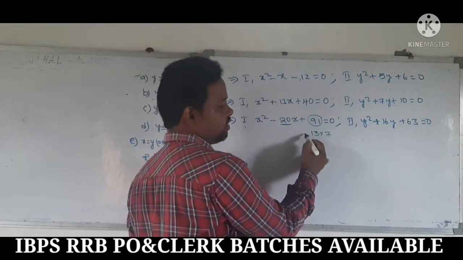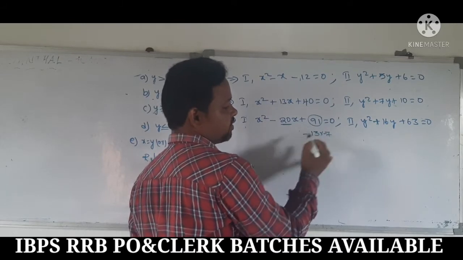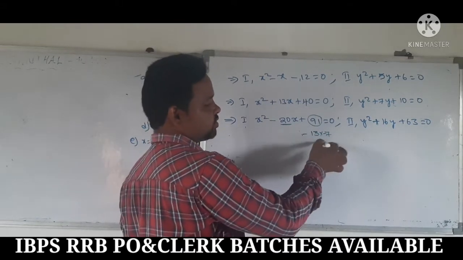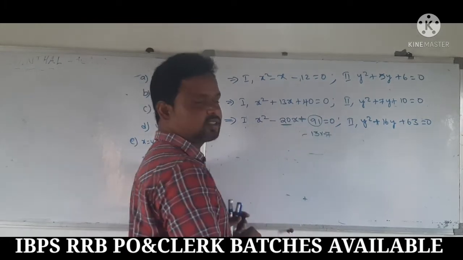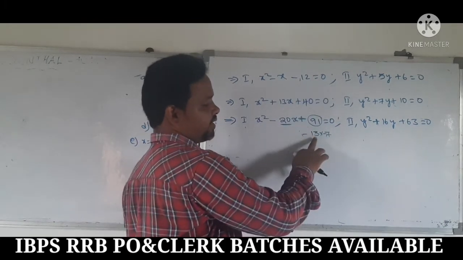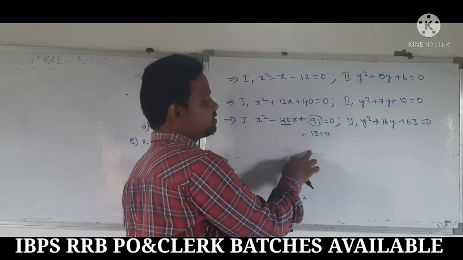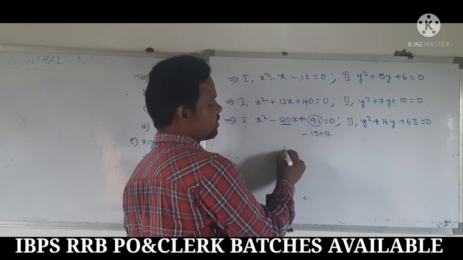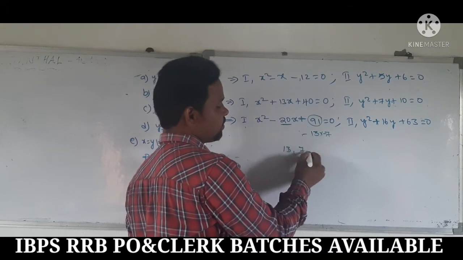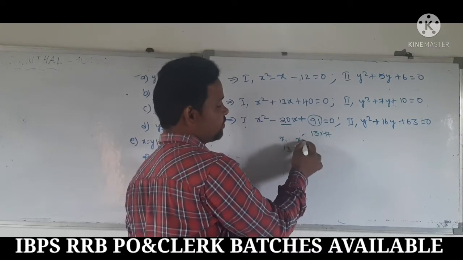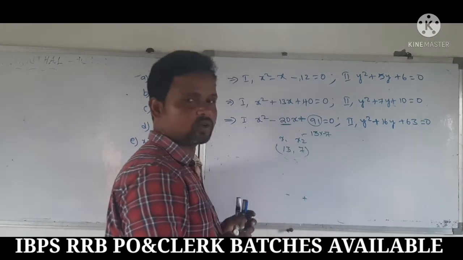If B is minus and C is plus, both factors are minus. Minus into minus is plus. Minus 13 plus minus 7 is equal to minus 20. So our roots are 13 and 7. These are x1 and x2.